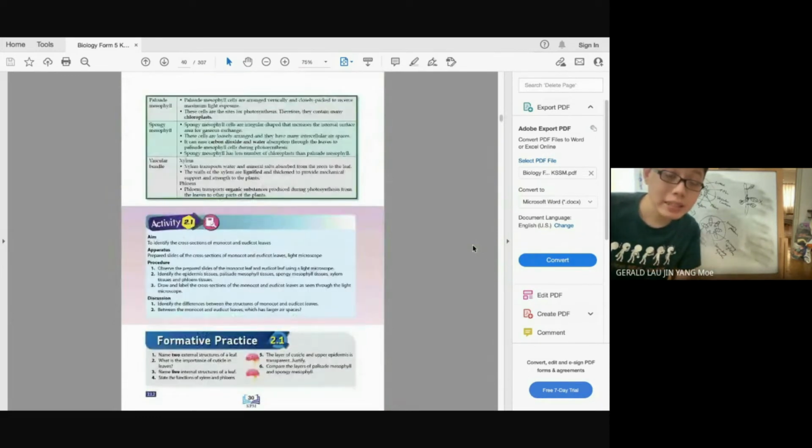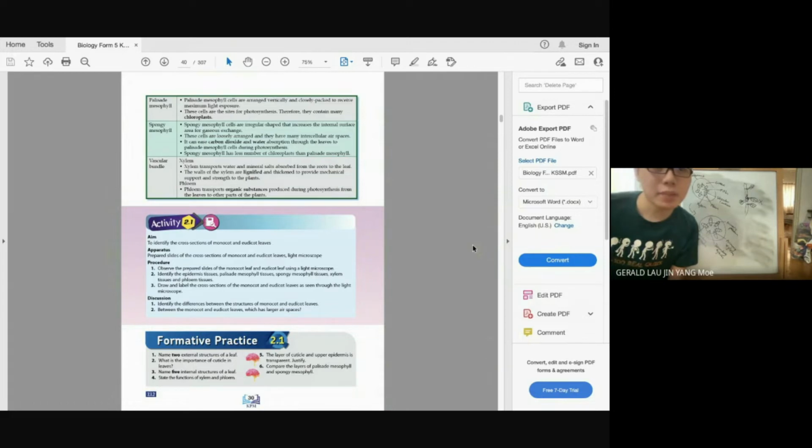Palisade mesophyll and spongy mesophyll are involved in photosynthesis. They have abundant chloroplast to absorb maximum sunlight for photosynthesis. Palisade mesophyll cells are arranged vertically and closely packed, in vertical columns like that. Spongy mesophyll cells are irregular in shape and have air spaces between them for gaseous exchange.